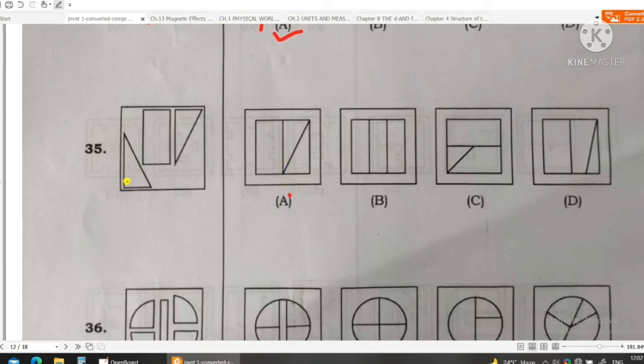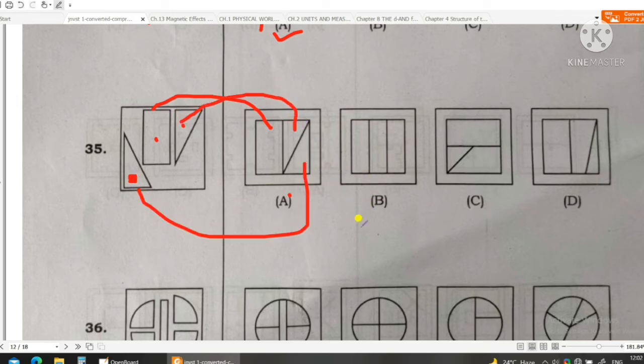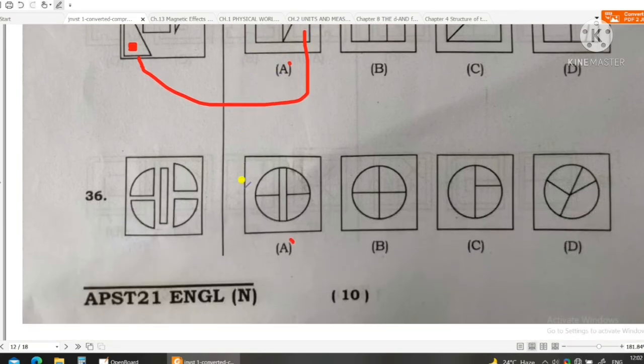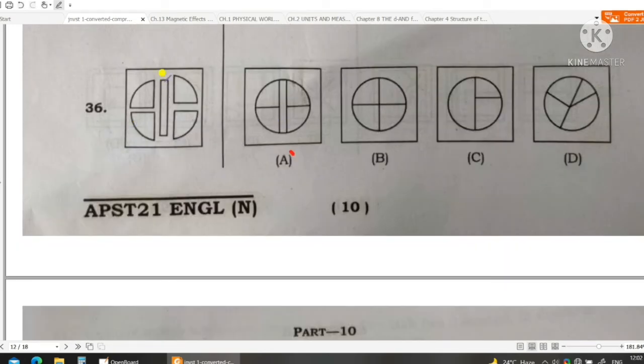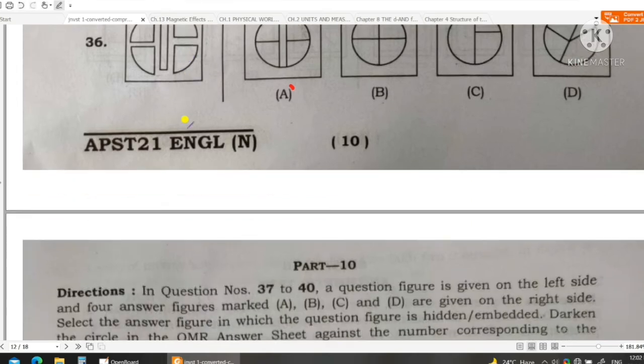Then 35, in 35 two triangles are there and one rectangle is there. Okay, all are arranged in this way to get this picture. So here this is rectangle, and here is one triangle and this is the second triangle. So answer is A for 35 question number. Then question number 36. In question number 36, one rectangular strip is there in between and only answer A contains this. So automatically no need to go for this option and this option. In the first step you can get answer for 36, that is option A.